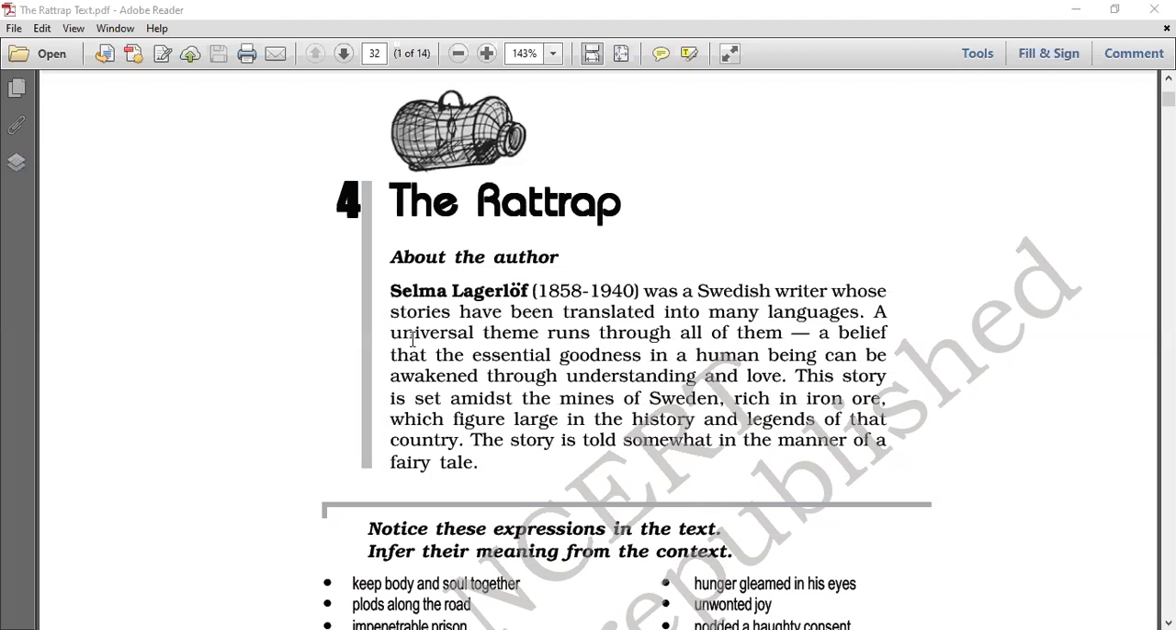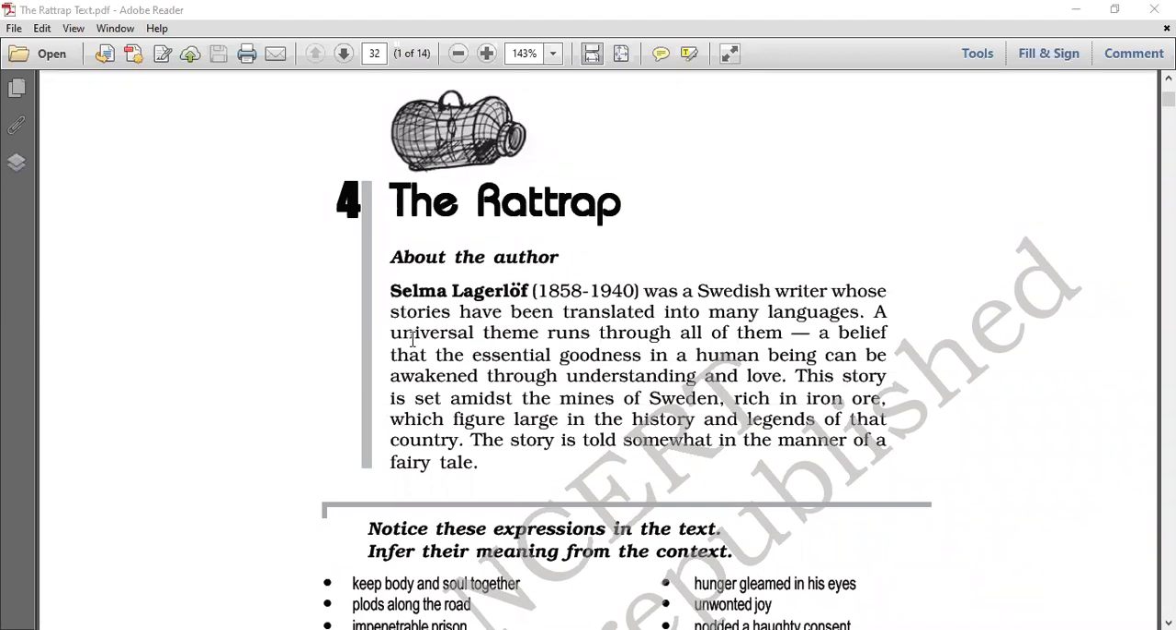This story is set amidst the mines of Sweden. You know what is the meaning of mines? It is like pure quarries. We can also write mines of Sweden, rich in iron and of course ore, and which figure large in the history and legends. Underline the word legends, means stories. Legends means stories, you write.